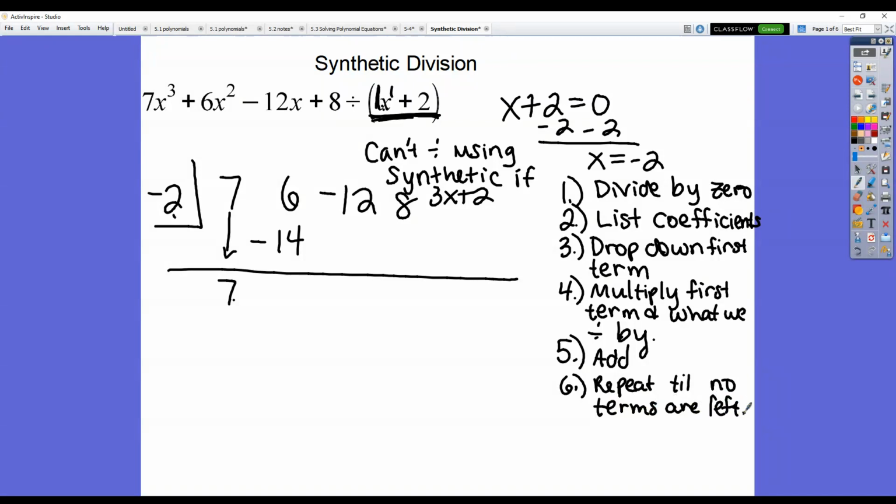So keep doing this until there's no terms left. So we're going to add here, well, that'd be -8. And then we multiply again. -2 times -8 is 16. And then you add, that would be 4. Okay, -2 times 4 would be -8. Okay, this cancels out, right? This is going to be 0. So the last number is a remainder, if you have one.